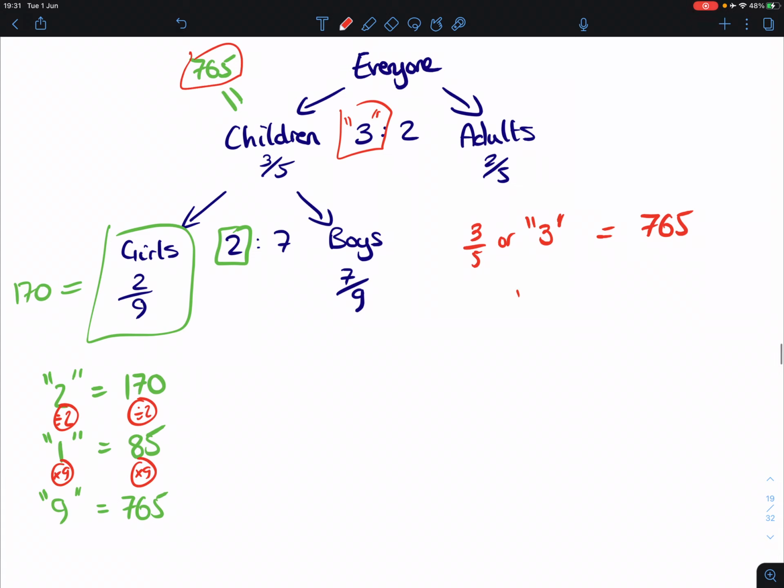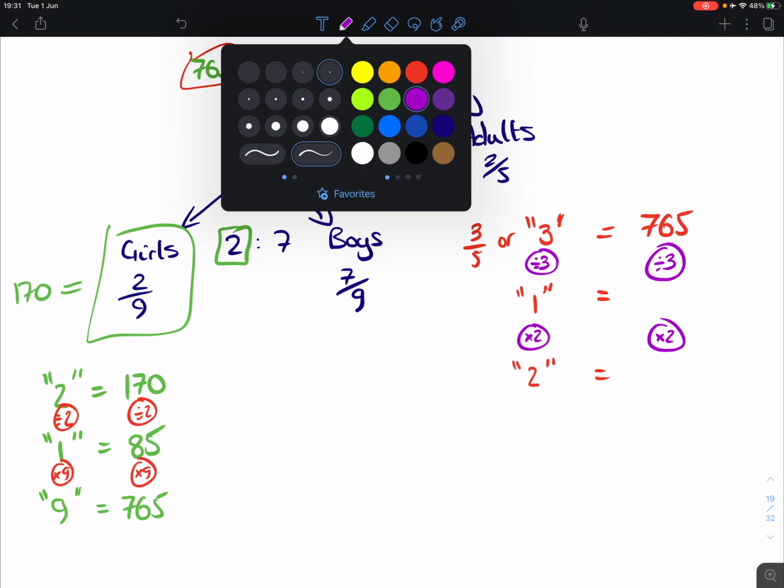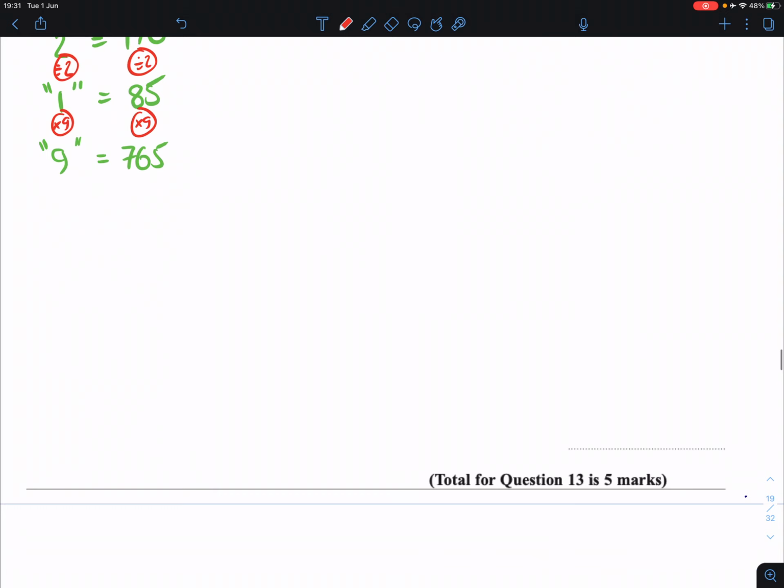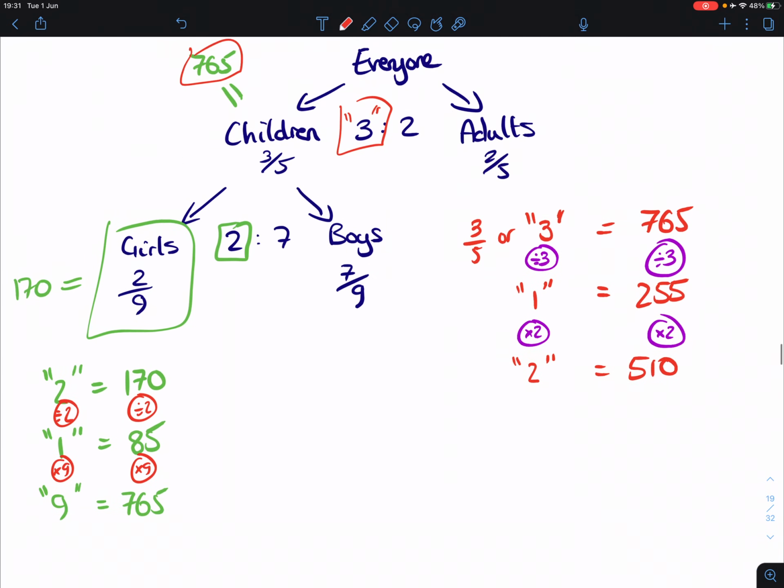We want to then figure out what 1 is before we then figure out what the adults is as 2. So if we have 3 and we want to know what 1 is, we're going to divide by 3. So that's what we do to 765. And then once we've got 1, we double that to figure out what the total number of adults is. So 255 represents 1, and then double that gives us 510. So there are 510 adults. Done.